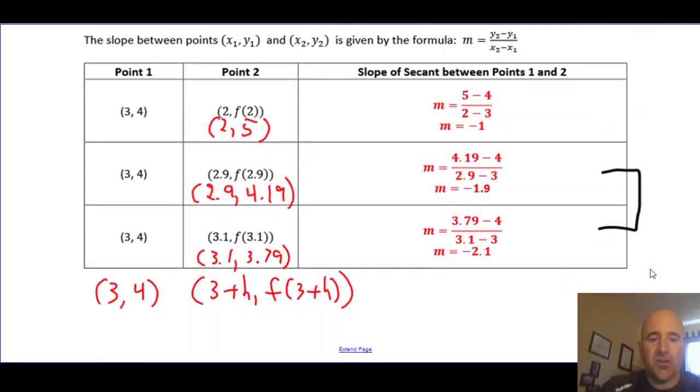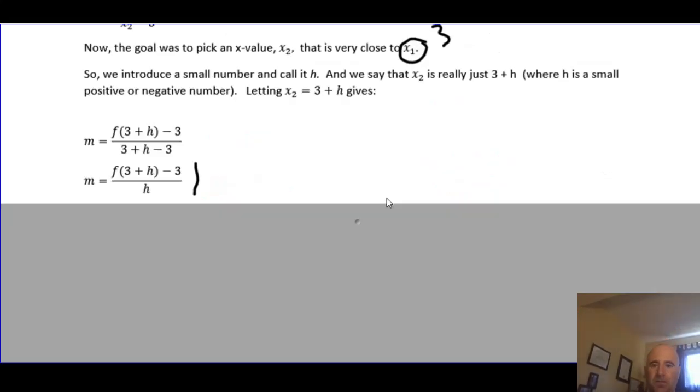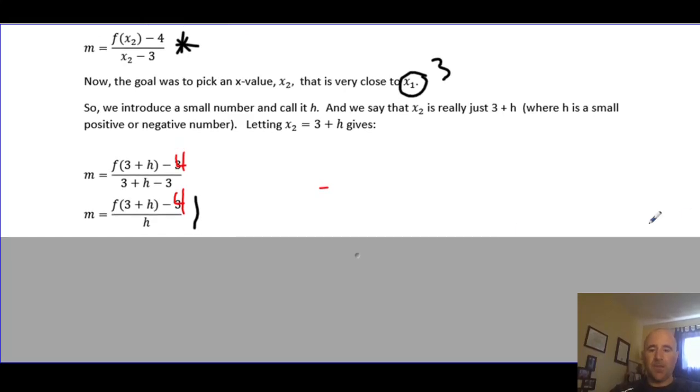Here each case was f of 3 plus h, take away f of 3, or take away 4, all divided by h. And as I say that, I notice this mistake that I've made here. Sorry, this should be a 4, and 4 right there. My apologies. I'm going to try to correct that on the handout before you get it, so hopefully yours looks different.